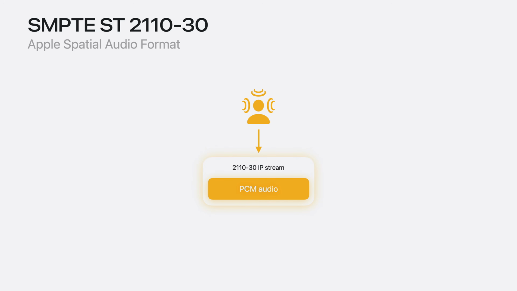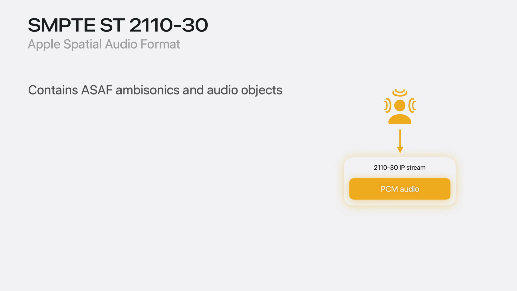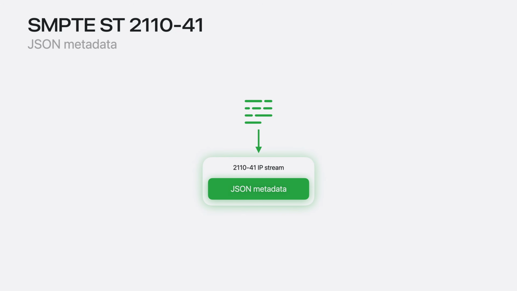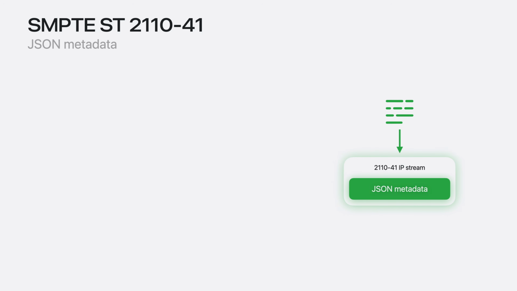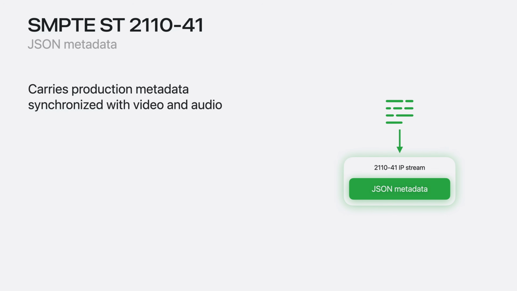ASAF audio is transported as standard 2110-30 streams on the network. These contain the high-order ambisonics and audio object channels that compose ASAF spatial audio mixes. JSON objects are transmitted per frame over 2110-41, the standard for the transport of user-defined metadata over IP. This carries the important metadata information, like lens calibrations, creative events, and motion data, in real time alongside the -22 video and -30 audio feeds within the production.